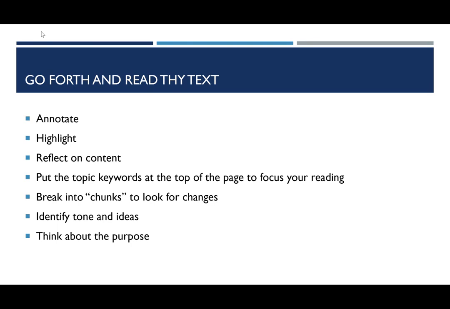So that's where you go back and look at the question. Break it into chunks, make it easier to manage, look for changes in the text, identify tone and ideas, and have a think about the purpose from the moment you read it. What does the writer want me to get? That purpose links to the bigger picture message, which is ultimately what every marker wants you to do.